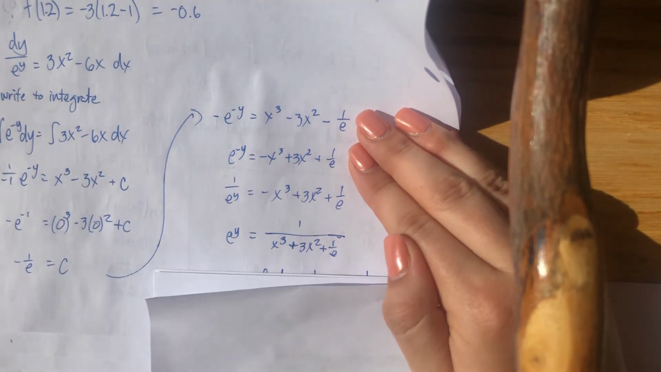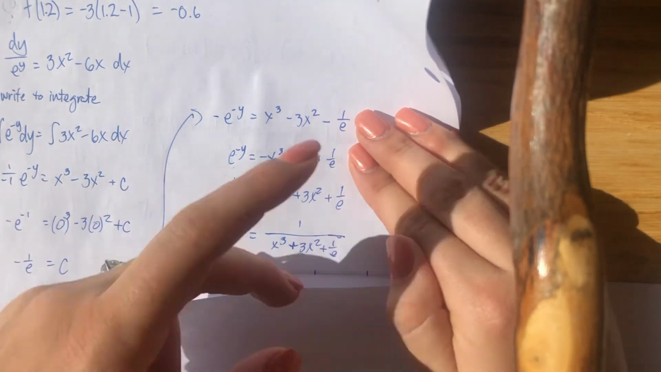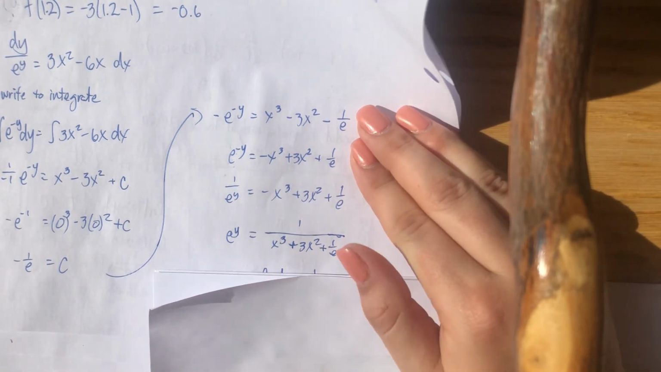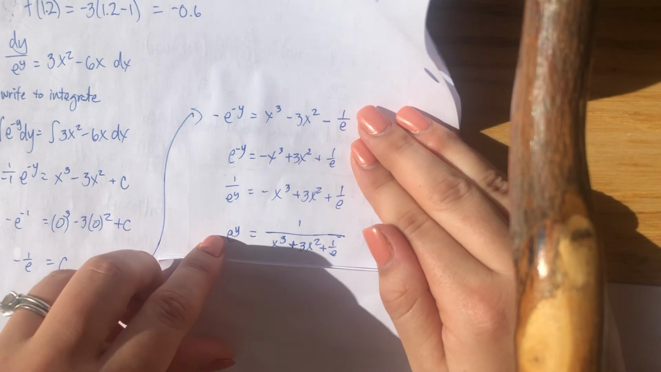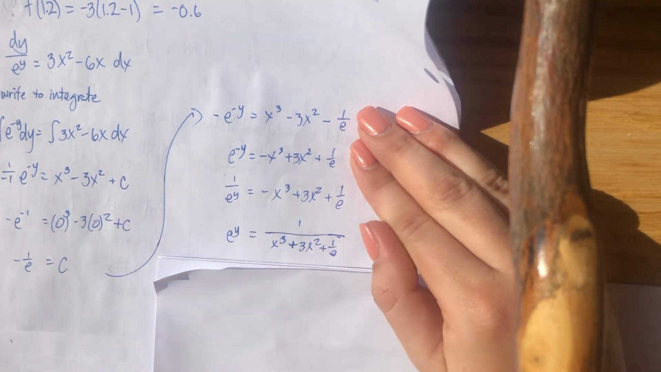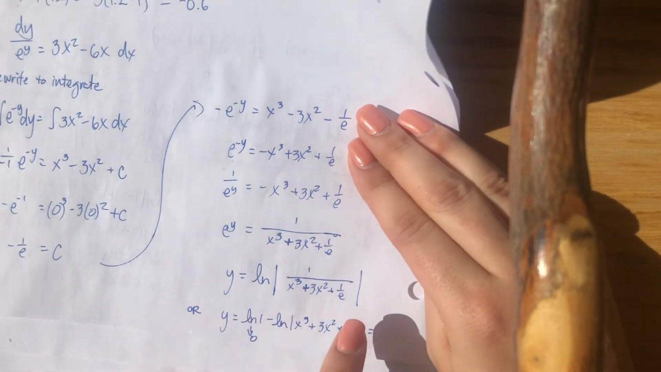I guess I'm big into rewriting. So I rewrote it as 1/e to the y, and then I took the reciprocal of both sides. Okay, cool. And now I rewrote it with ln, and when I take the ln of both sides, this just becomes y. And so this is your final answer.